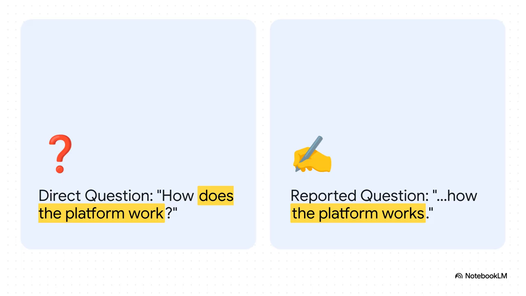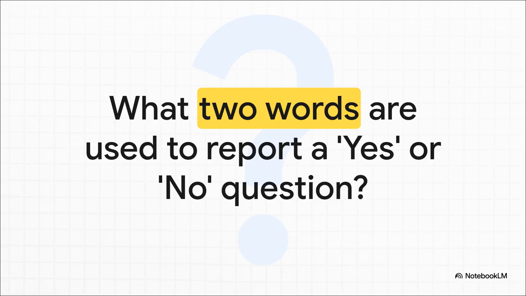But when it gets reported, it flattens back out. How the platform works. The subject, the platform, comes before the verb, works. It's not a question anymore. It's just a regular old statement. That's a huge clue.